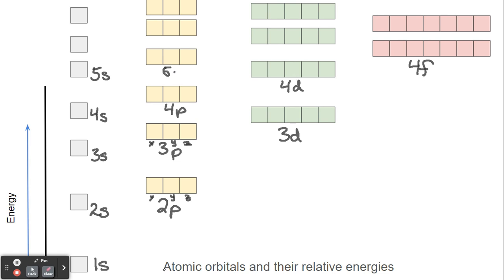So 5s, 5p, 5d, 5f, and so on. Then we've got 6s, 6p, 6d, and 6f would be way up here somewhere. So you can see that sometimes as we get higher in the energy levels or higher in the orbitals, a higher value for n is actually lower in energy than some of the other orbitals. So pay attention to that. We'll come back.